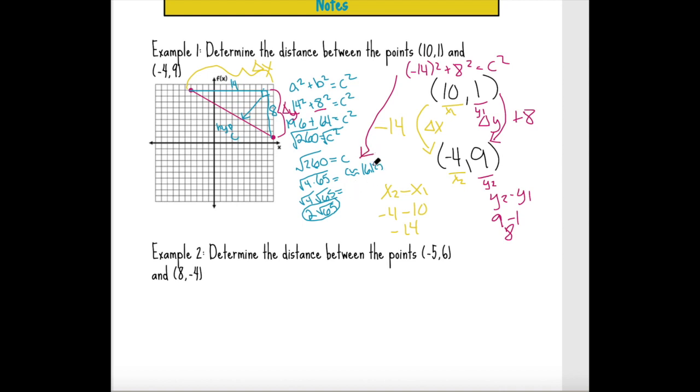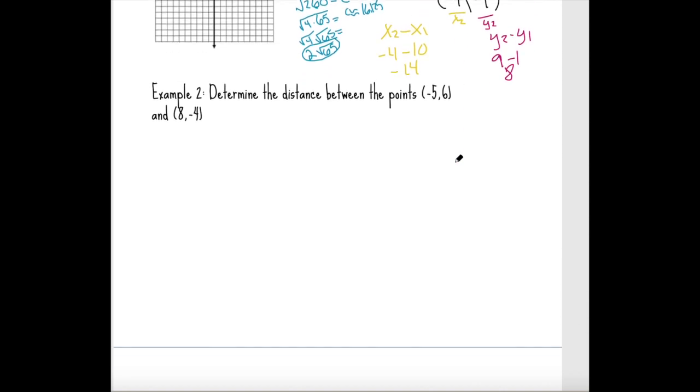Let's go ahead and take a look at an example that doesn't have the graph given to us. In example 2, they want us to determine the distance between the points -5, 6 and 8, -4. Once again, I prefer to start by writing my points over top of one another: -5, 6 and 8, -4. We're going to be thinking about what is our change in x. This is our change in x. And then what is our change in y? This side would be our change in y.